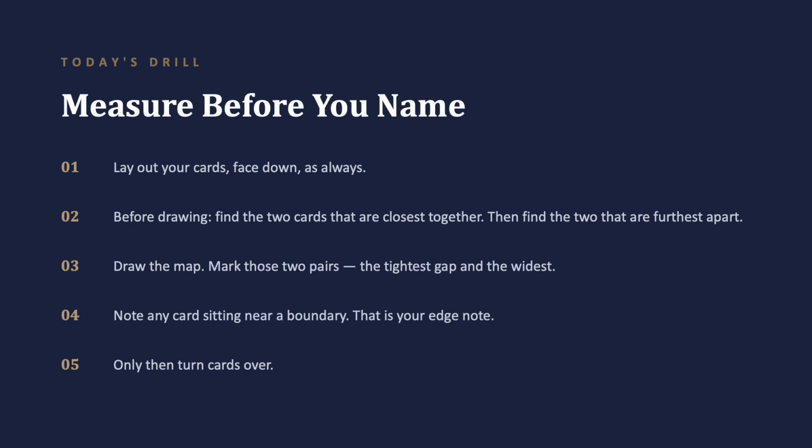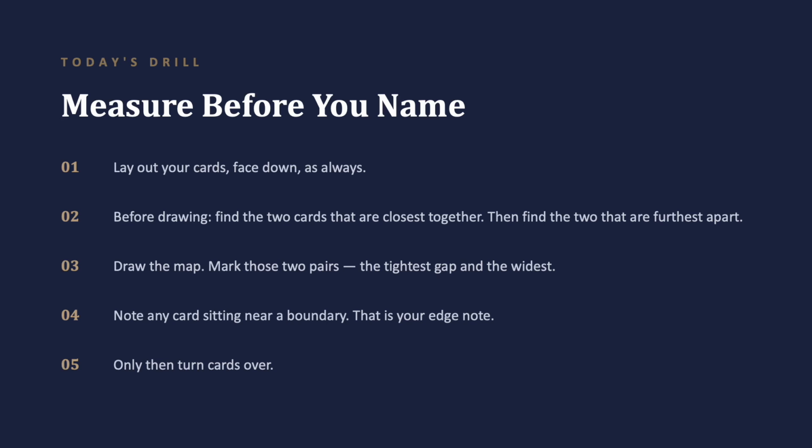3. Now draw your map. And on the map, mark those 2 pairs. Mark the tightest gap and mark the widest one. However you like. A bracket, a short line, a note in the margin. The workbook gives you the perimeter and the legend. The marking convention is yours, as long as you use the same one every day. 4. Note any card sitting near a boundary. That is your edge note, and the field is already on the page waiting for it. 5. Only then do you turn cards over.